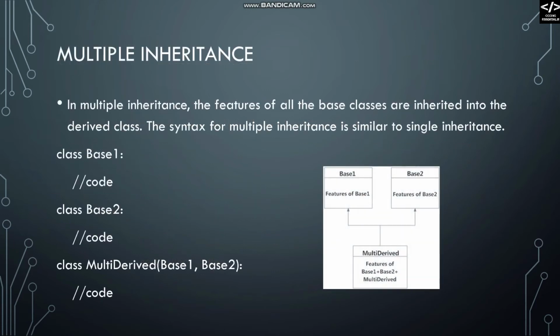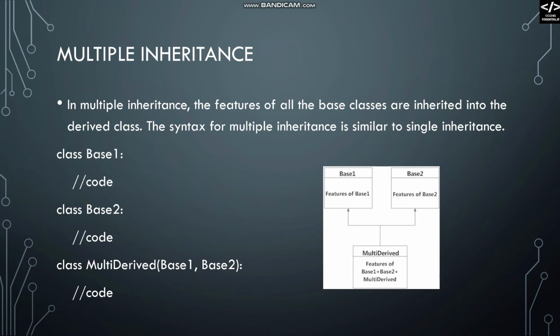Moving on to multiple inheritance. In multiple inheritance, the features of all the base classes are inherited into the derived class. The syntax for multiple inheritance is similar to single inheritance. So in the photo, as you can see, there are two base classes and one derived class.